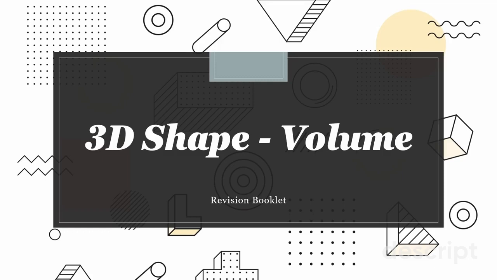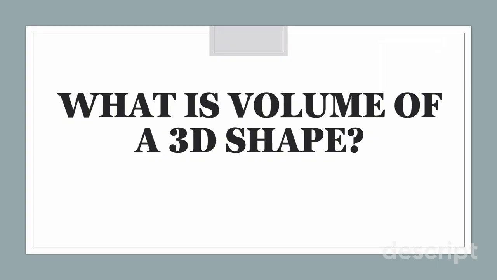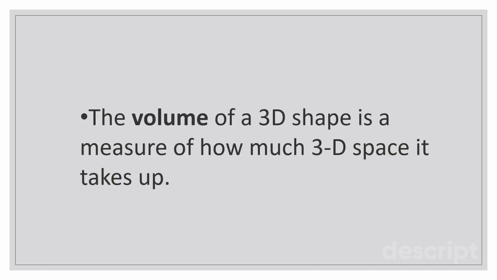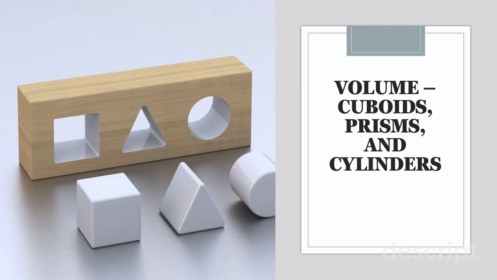Hi everyone, welcome back to our maths classes with a new topic, 3D shapes, where we are going to cover everything about volume, another topic in our revision booklet. So let's get started. So the question comes, what is the volume of a 3D shape? The definition is: the volume of a 3D shape is a measure of how much 3D space it takes up. So in this chapter, let's focus first on the cuboid, prism, and cylinder.